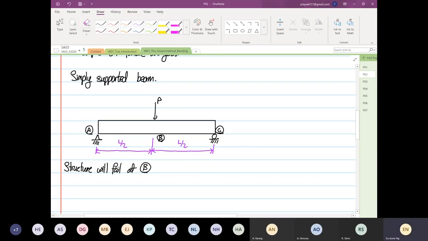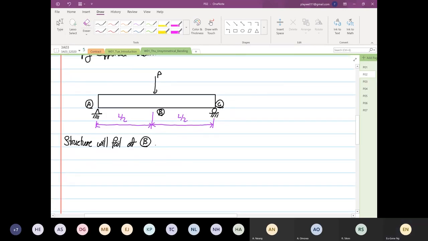Whatever analysis that we do, all analysis will be calculating stresses at point B. Okay. So point B is where we want to calculate our stresses, right? Why at point B? Because it's going to fail. We are not going to care about point A, and we are not going to care about point C because it's not going to fail there.